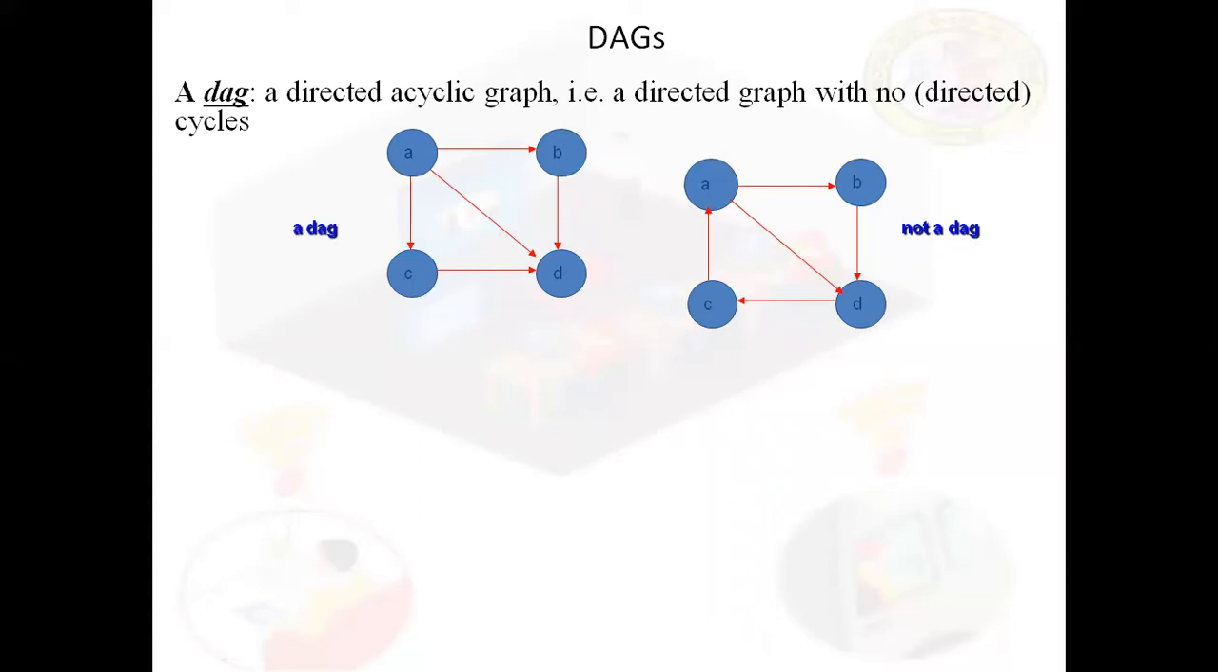As we can see in the second example, we have a cycle from A to B, B to D, D to C, and C to A. So this forms a cycle here. That's why it cannot be said to be a DAG. For a graph to be a DAG, it should not contain a cycle.